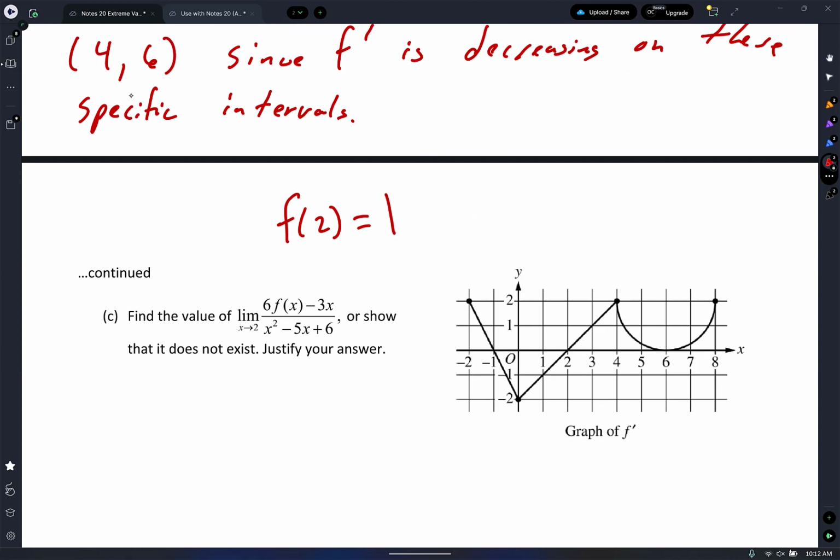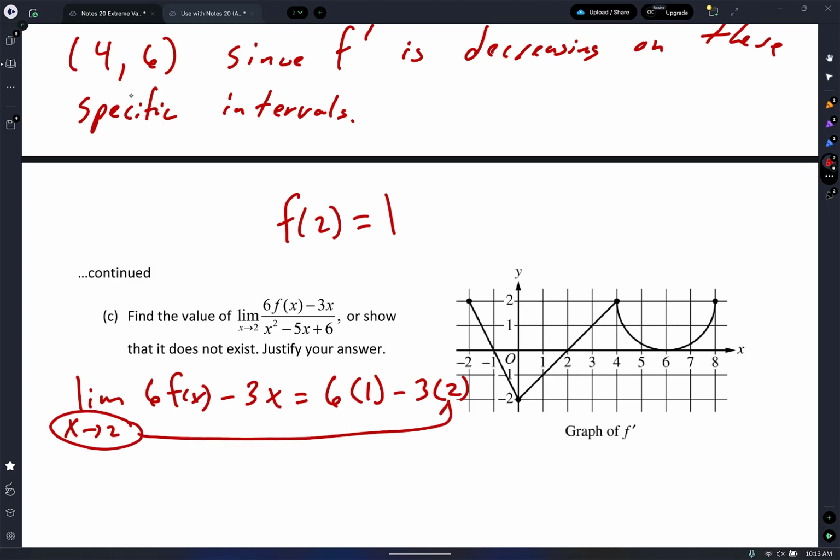So then I say, I wonder what happens if I plug in all those values and see. Let's see what happens. So I'm going to write limit as x approaches 2, and I'm just going to work on the numerator right now. 6f of x minus 3x equals 6, and I'm just doing direct substitution, times 1 minus 3 times 2. Does everyone know where I got that 2 from? Yeah, the x value is 2, right? So let's see. I get a 0.